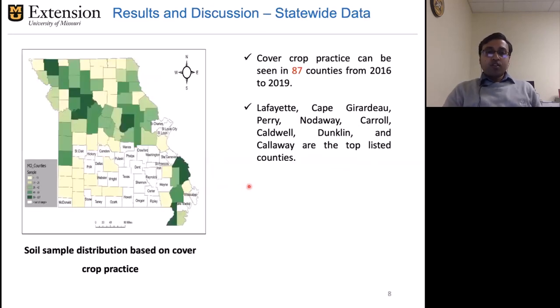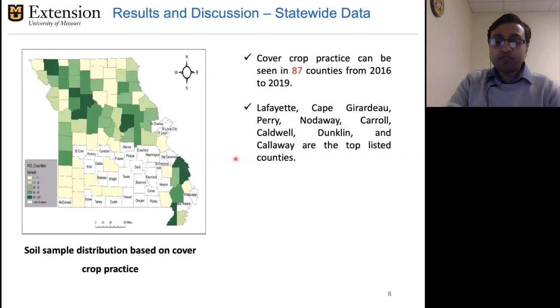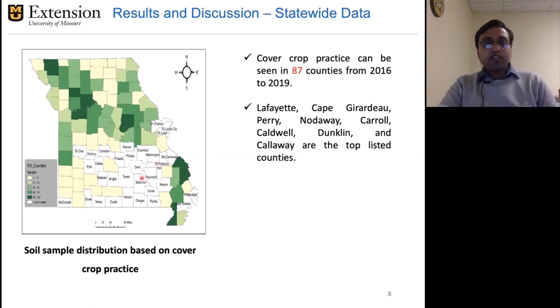And this picture shows cover crop practice history. For cover crop practice, 87 counties have been identified. I mean, we collected soil samples with cover crop practice history. In the same way, for these white colored counties, we didn't receive samples.